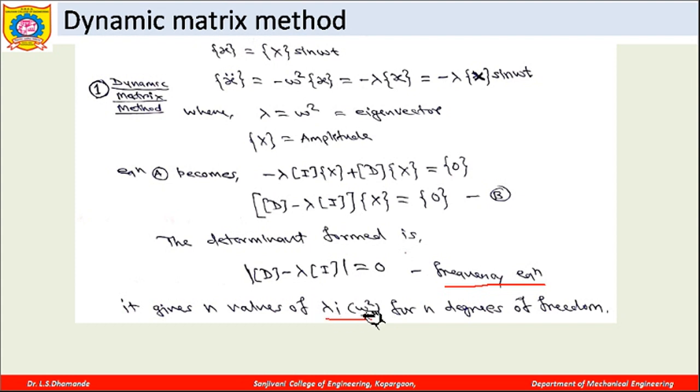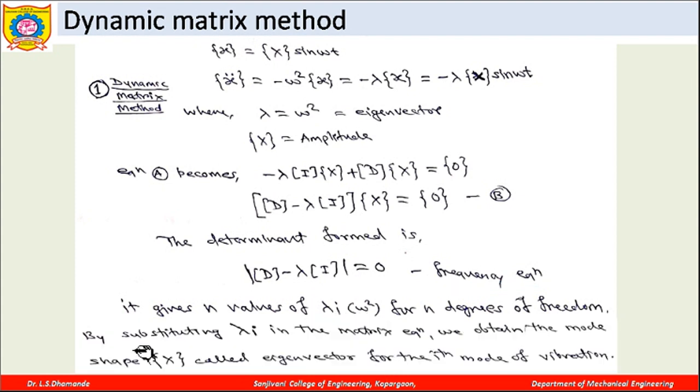If it is a 4 degree of freedom system, you will get 4, and accordingly. At the same time, by substituting this lambda in the matrix equation, we can obtain the mode shape, means x. So if I simply determine the determinant of this equation, D minus lambda I, I get the frequency equation, and if I put the value of the first frequency into this equation, I get the first mode shape, which is called the eigenvector for that ith mode of vibration.